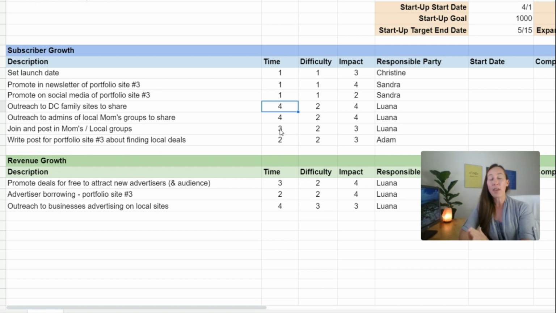Now, one of the biggest things that we can do, which is what I talked about earlier in subscriber growth, is, as I called it, audience borrowing, we're going to do advertiser borrowing. So in our portfolio site number 3, that also uses advertisers. So now we're going to be able to go to those advertisers and say, hey, now there is this other site over here. You were paying to be promoted over here. Well, this is something very different, and now you can be promoted over here as well.